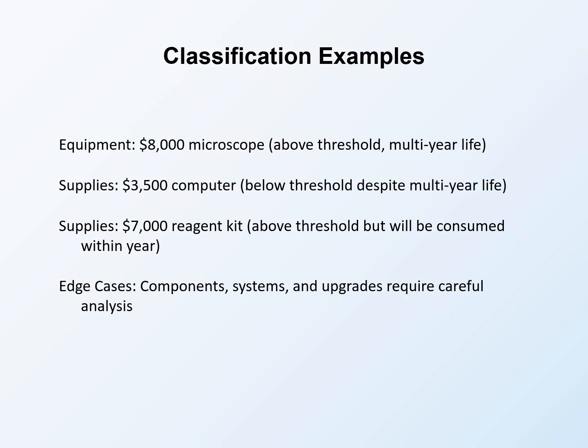A $3,500 computer is supplies despite having a useful life of several years. The cost falls below the $5,000 threshold, so the item does not meet the equipment definition regardless of how long it will last. A $7,000 reagent kit is supplies despite exceeding the cost threshold. Because the reagents will be consumed within the project year, the useful life criterion is not met. Cost alone does not make something equipment.